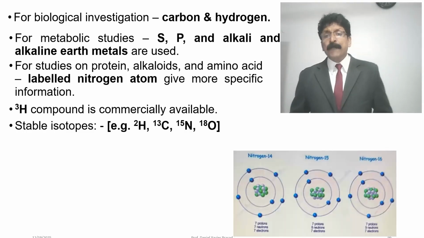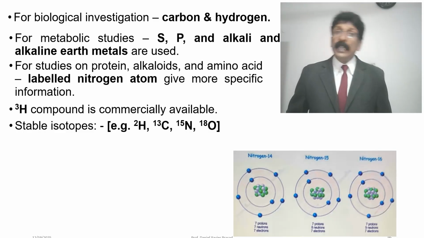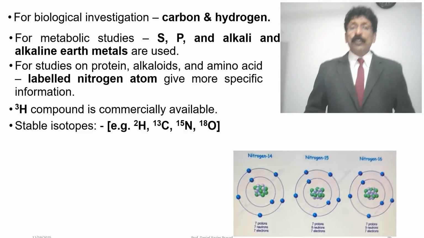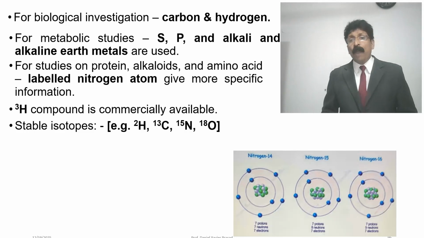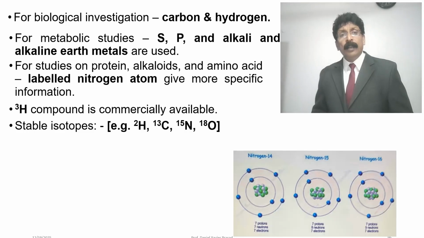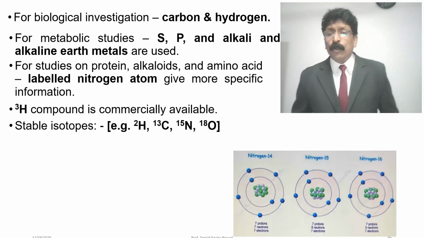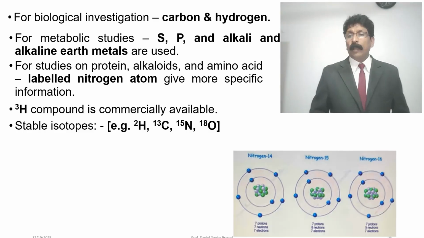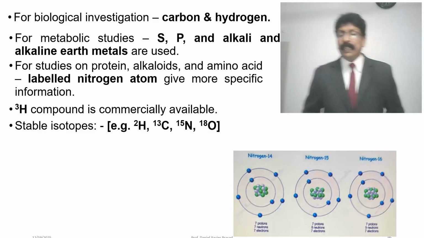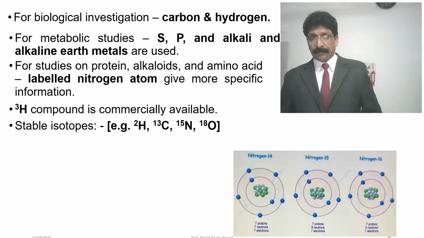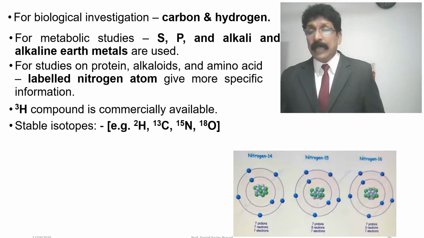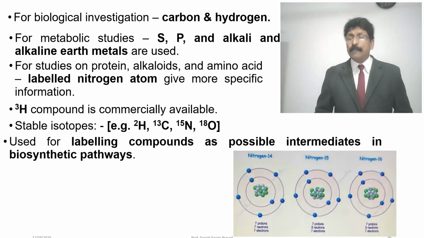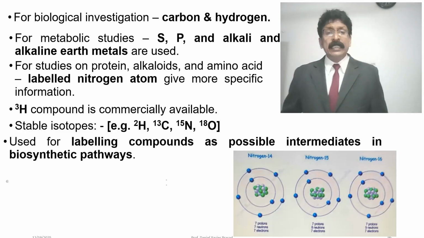If you see this picture about nitrogen 14, usually it has 7 protons, 7 neutrons and 7 electrons. And when you see the stable isotope nitrogen 15, it has 7 protons, 8 neutrons and 7 electrons. And when we come to nitrogen 16, it has 7 protons, 9 neutrons and 7 electrons. Used for labeling compounds as possible intermediates in biosynthetic pathways.